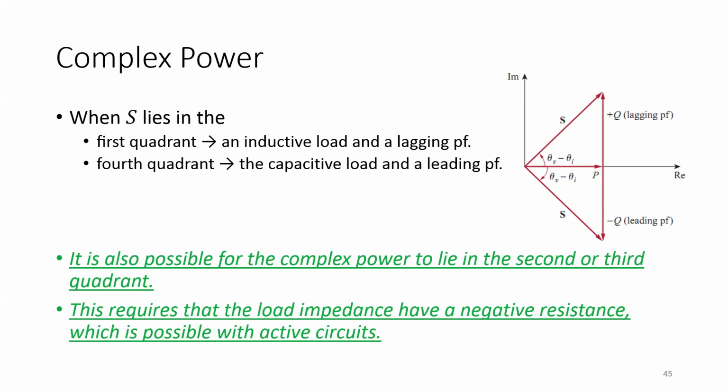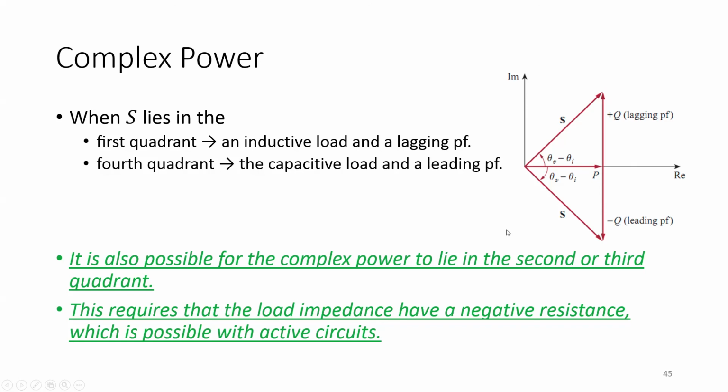If we want to understand the lagging and leading power factor, this triangle is very helpful. For example, if for a lagging power factor theta v minus theta i is positive, then the complex power is in the first quadrant, whereas for a leading power factor the complex power is in the fourth quadrant, for capacitive loads and for inductive loads respectively.